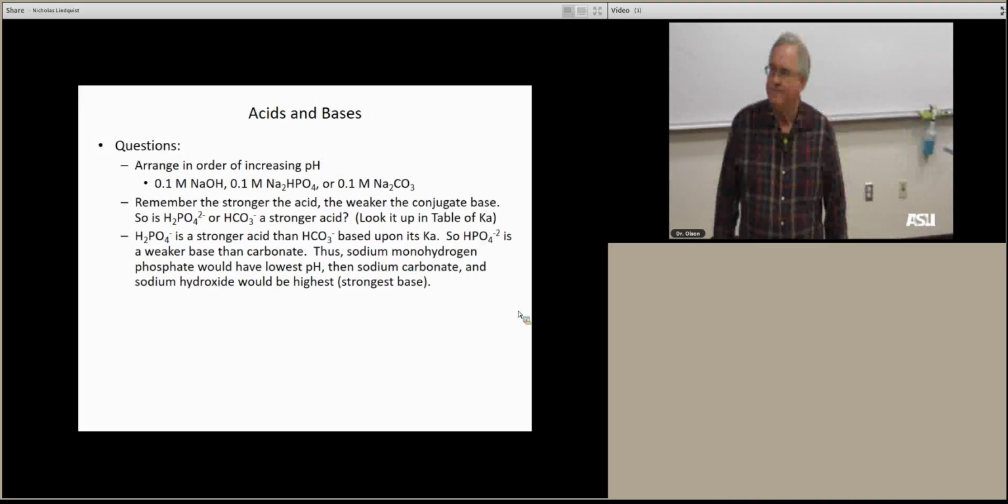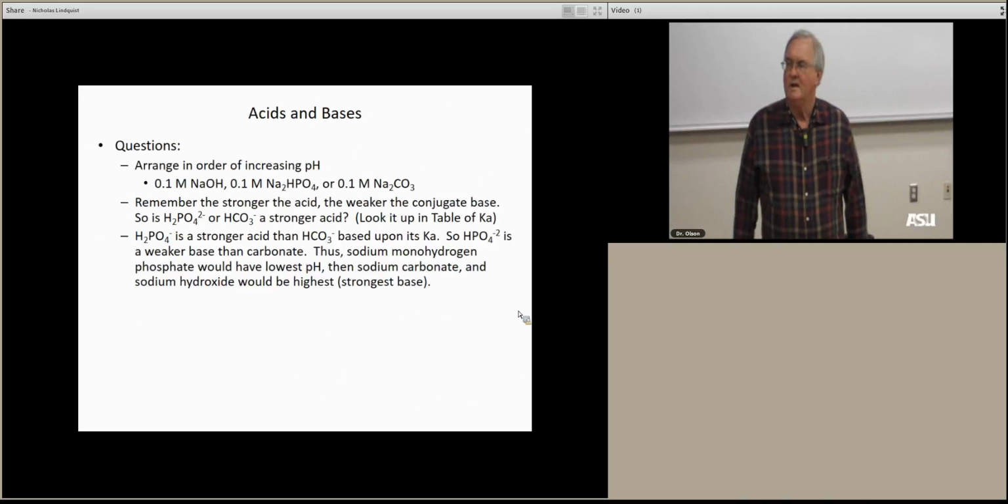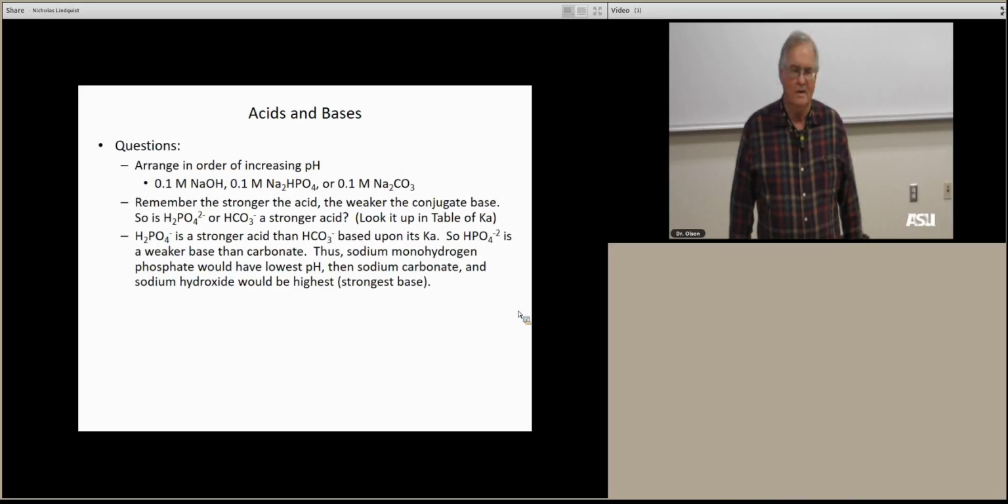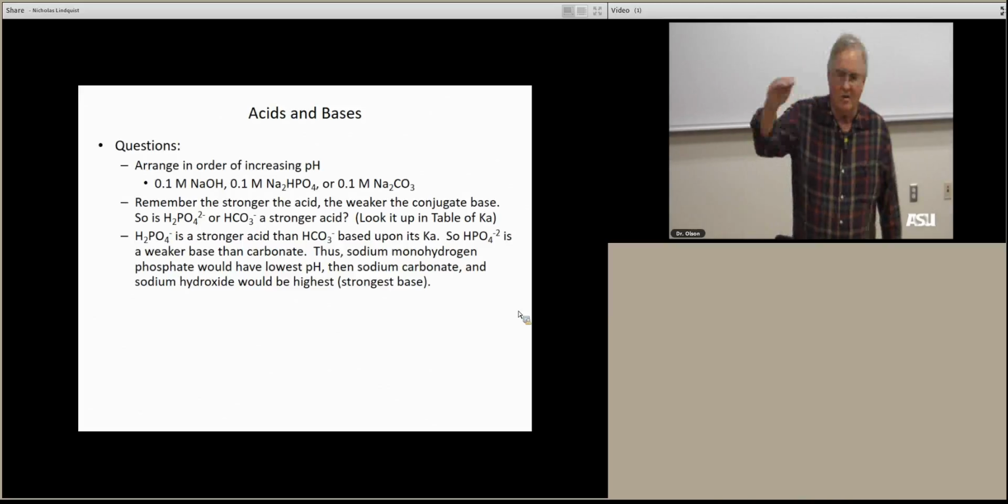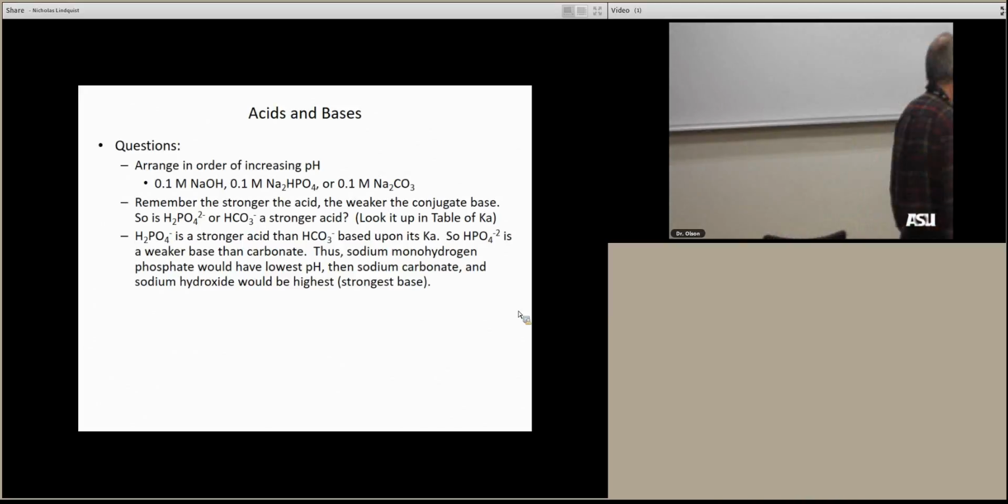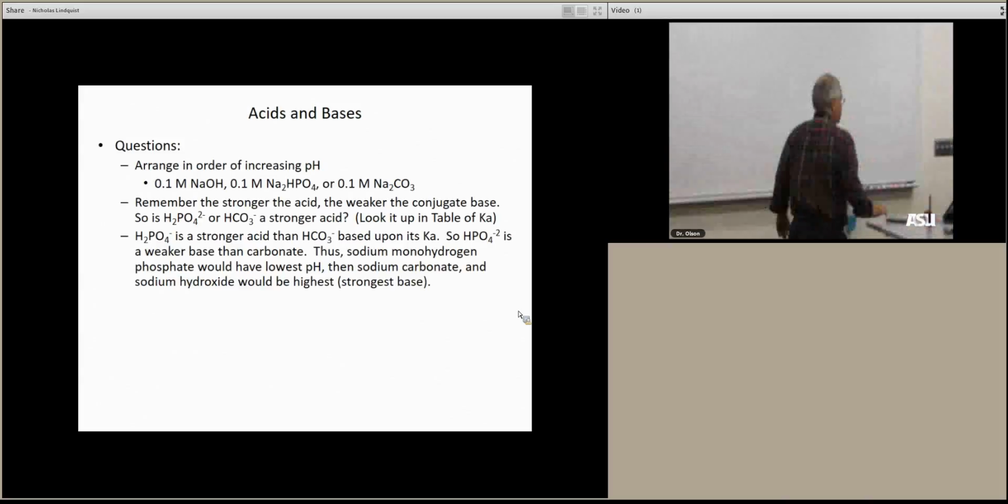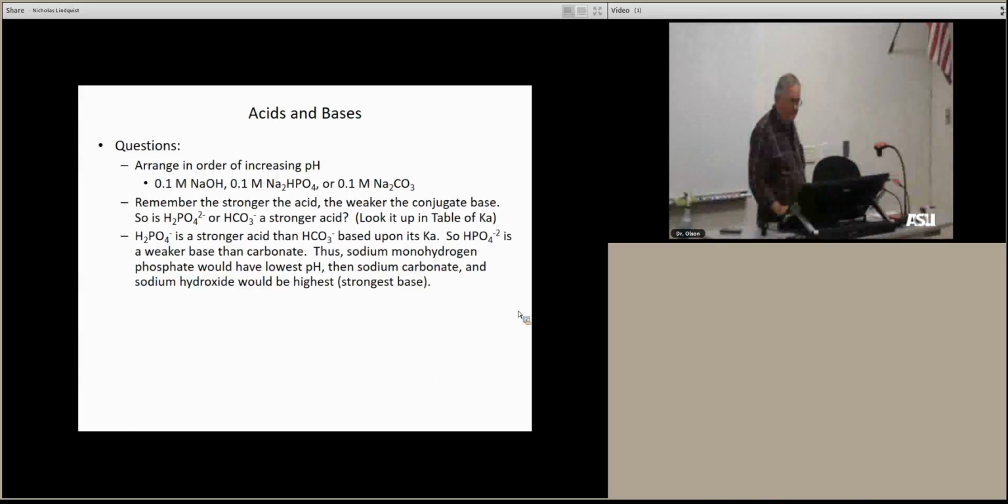Since they're all the same concentration, wouldn't they just be arranged in order? You could also just look at the table of Kas to arrange them in order. Unless I ask you to actually calculate it, you could just arrange them in order. Remember that the stronger acids are going to be the weaker bases. So let's look at that here just a minute.